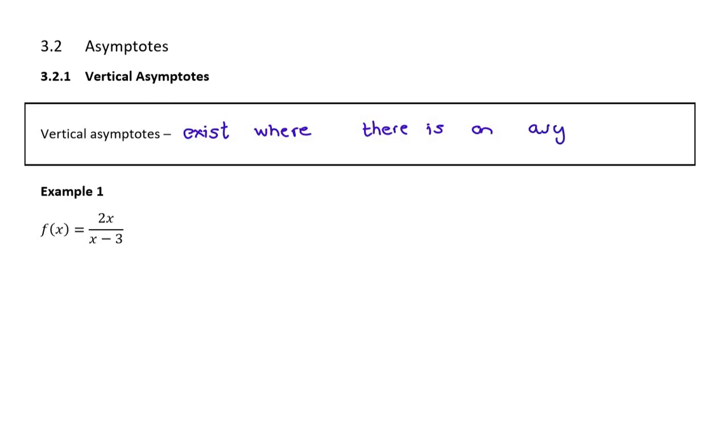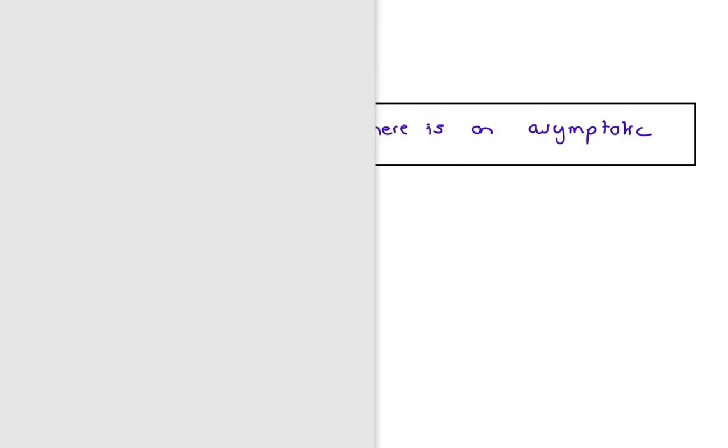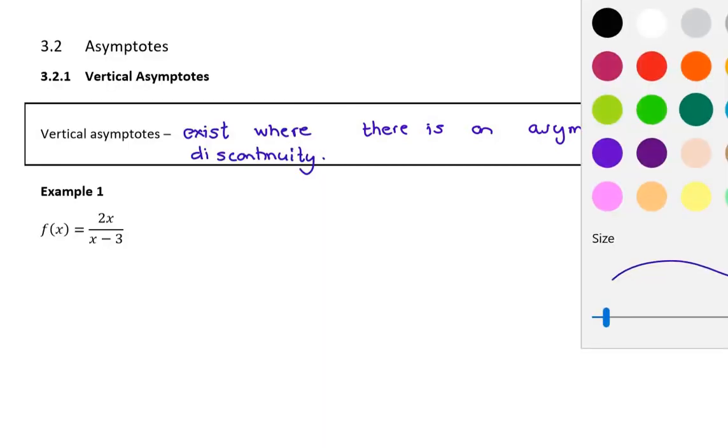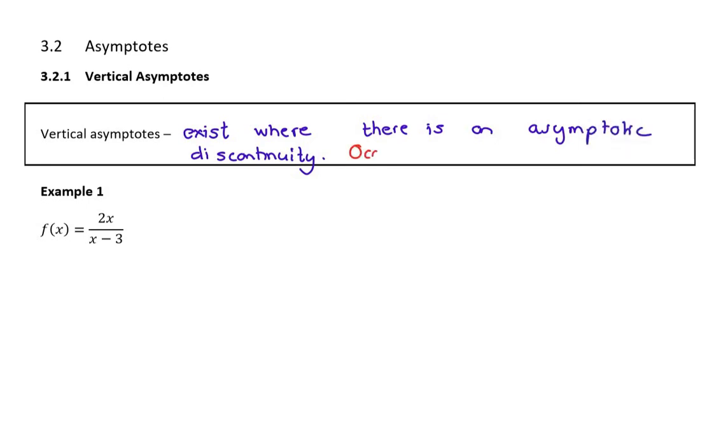Now, what does that actually mean? Because you kind of say, well, it's a vertical asymptote because there's an asymptote. So what actually causes an asymptotic discontinuity? This exists because within the function, x is not allowed to be equal to something. So this occurs because x is not allowed to equal a certain value. Now, why would you not allow it to be equal to a certain value? This always comes back to the fact that the denominator is not allowed to be 0.